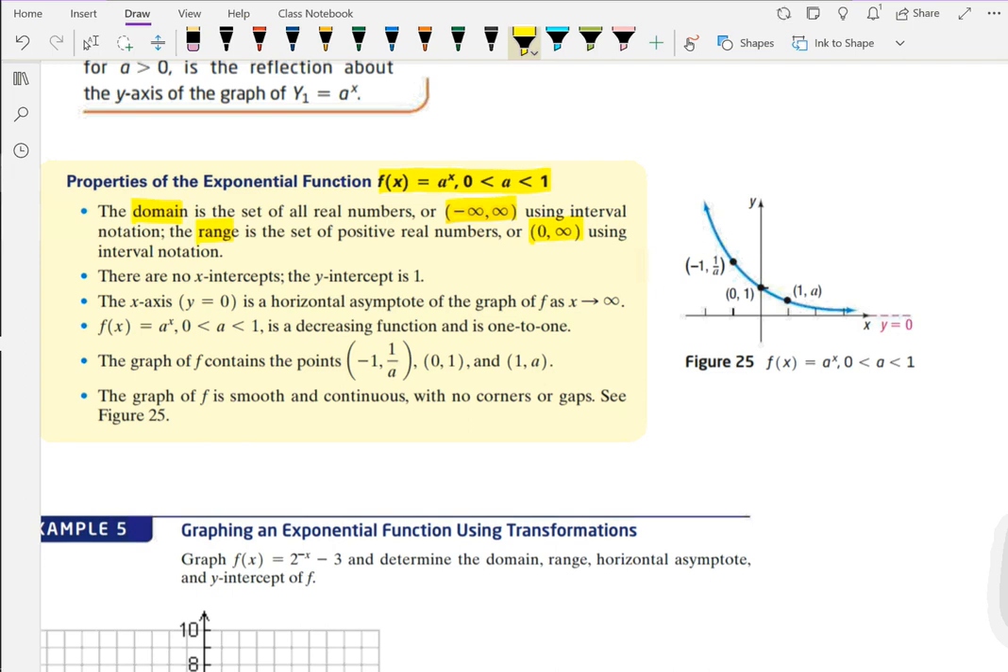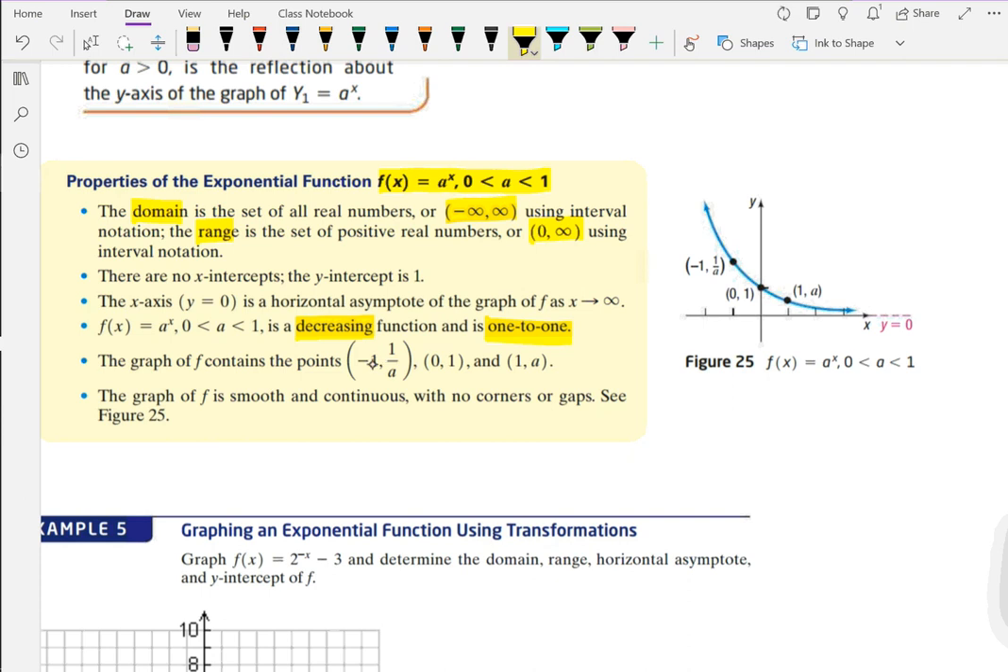That piece is the same whether a is less than 1 or whether a is larger than 1. There are no x-intercepts, and the y-intercept is 1, just like we had previously. The x-axis, y equals 0, again, is a horizontal asymptote, just like we did previously. Now, instead of being increasing, we have a decreasing function. If we're decreasing, that also means it's 1 to 1, which also means that we can find the inverse function.